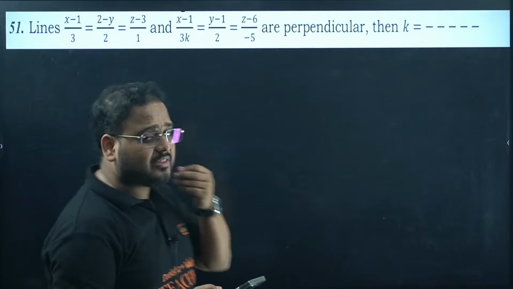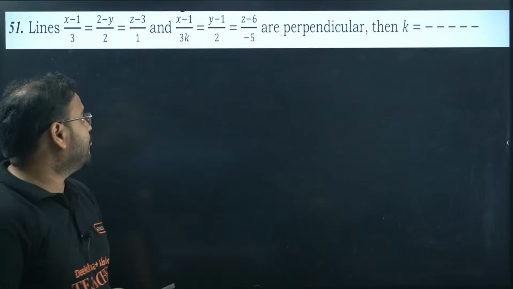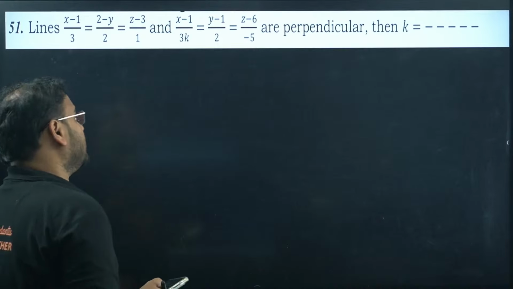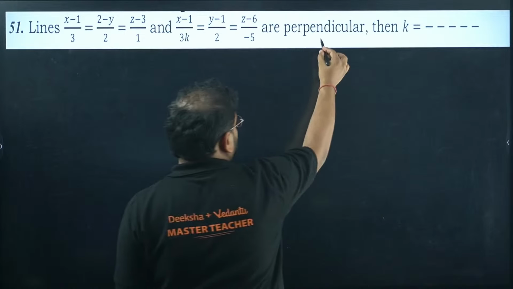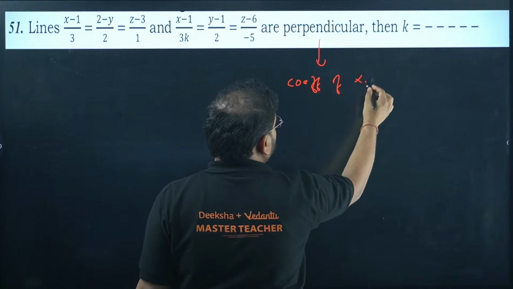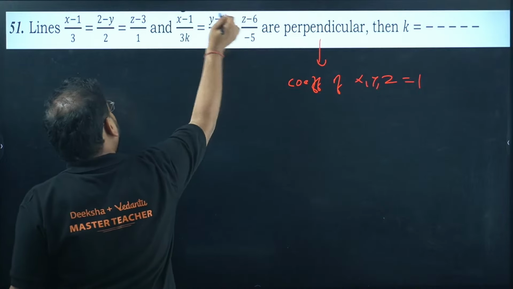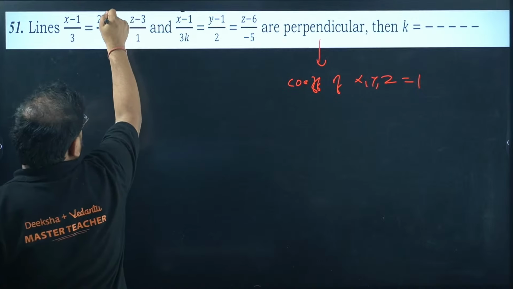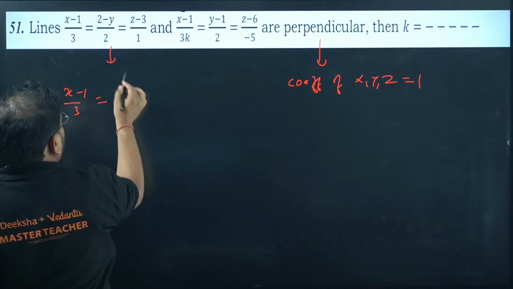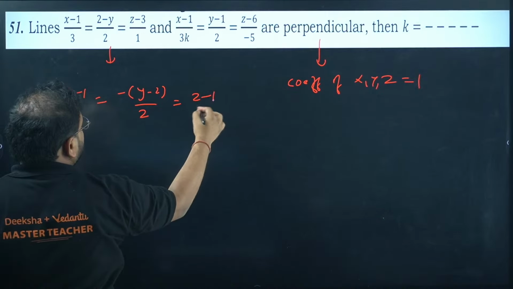Next: x minus 1 by 3, y minus 2 upon 2, and z minus 3 upon 1. So x minus 1 upon 3k and this are perpendicular. Whenever you have this comparison given, look for the coefficients of x, y, z. This should always be equal to 1. Check here: 1, 1, 1, 1. This is not 1, sir. We have to change it over here. So x minus 1 upon 3. Take the minus sign common. You'll get y minus 2 upon 2. And this is 1, so no problem.